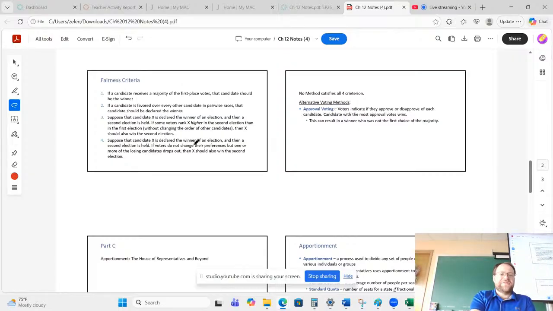And then if X is declared the winner and then a second election is held, if voters don't change their preferences, but one or more of the losing candidates drop out, X should also win the second election. So dropping out will not affect anything there, as long as it's one of the losing candidates.